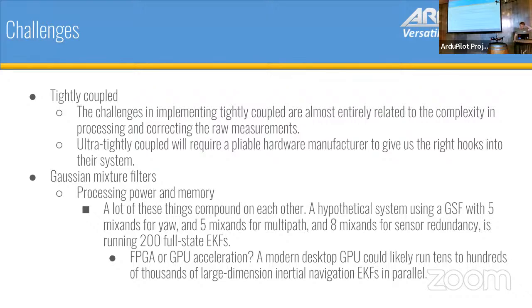Gaussian mixture filters in general, especially applied to an inertial navigation system and compounding all of these different applications, take a lot of processing power and memory. So these things compound on each other. A hypothetical system using a Gaussian sum filter with 5 mixands for yaw, 5 mixands for multipath, and 8 mixands for sensor redundancy is running 200 full state inertial navigation EKFs. So, you know, we're going to need a bigger boat. Yes, we can do one of these applications, but we can't do all of them at once.